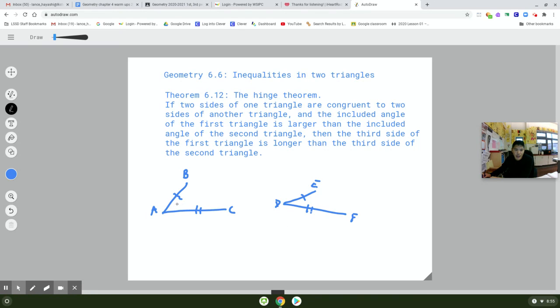Let me put in specific angle measures here. Let's just say the measure of angle A or BAC is 50 degrees. The measure of angle D or EDF is 30 degrees. So this angle, angle A, is definitely larger than the 30-degree angle. That's the included angle between the two sides. Then side BC has to be longer than side EF. That's what the hinge theorem states. Since the measure of angle A is greater than the measure of angle D, then side length BC has to be greater than side length EF.